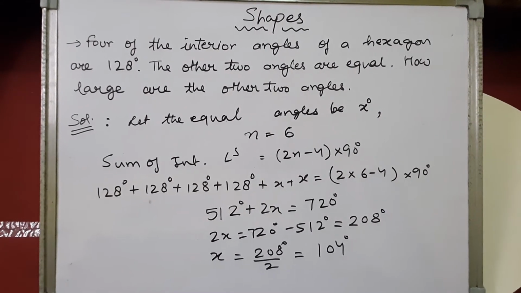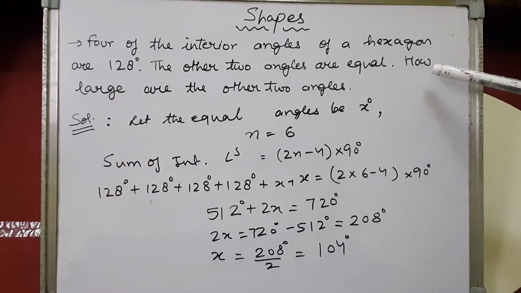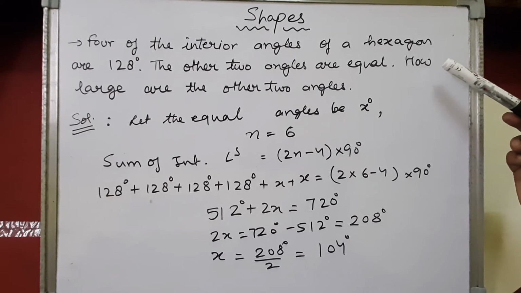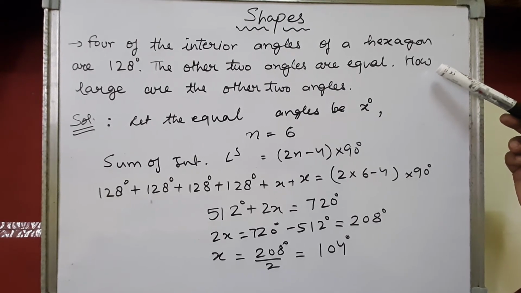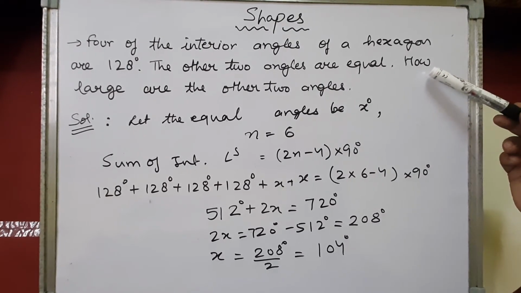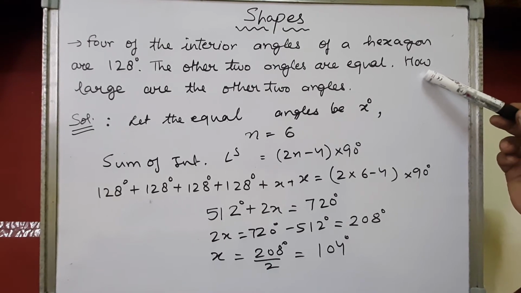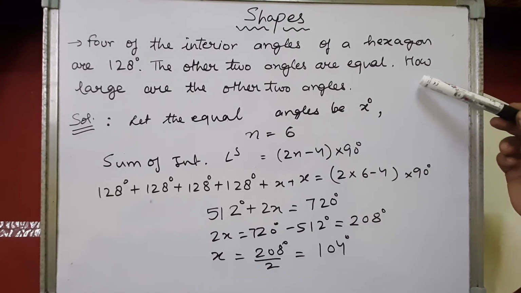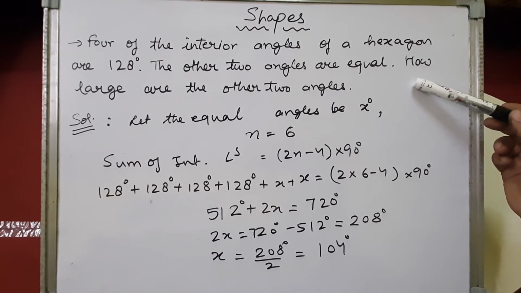Let's see another sum, children. Now in this sum it is given that 4 of the interior angles of a hexagon are 128 degrees each. The other 2 angles are equal. How large are the other 2 angles? That means we have to find the measure of the remaining 2 angles which are equal to each other.